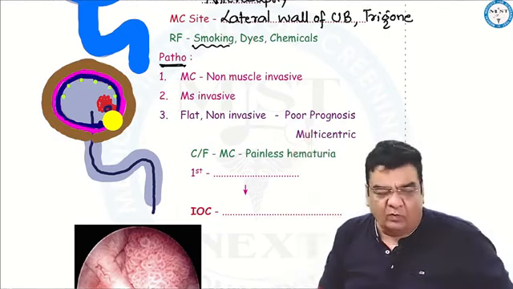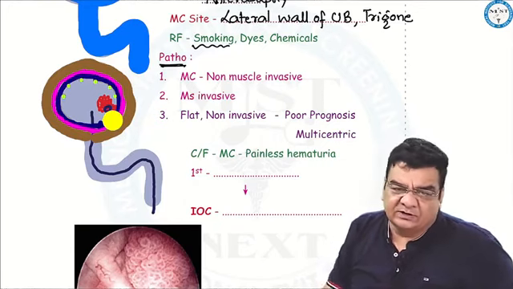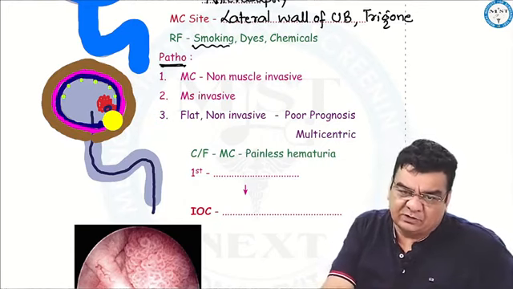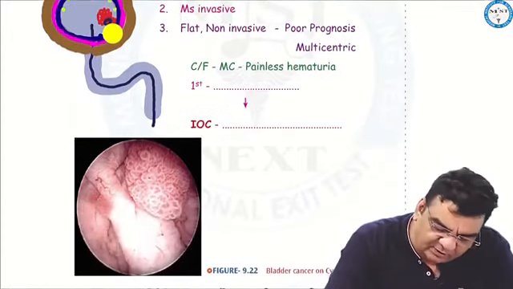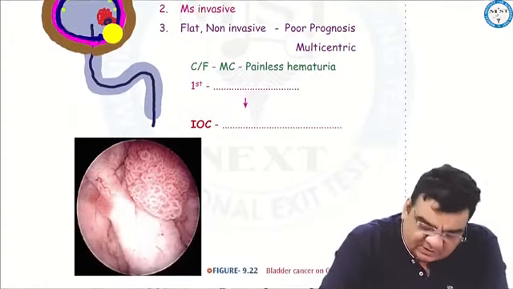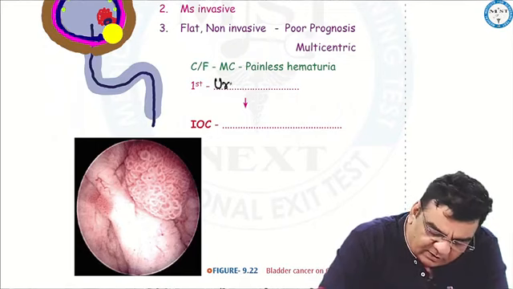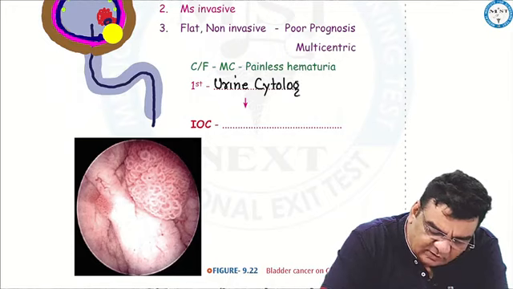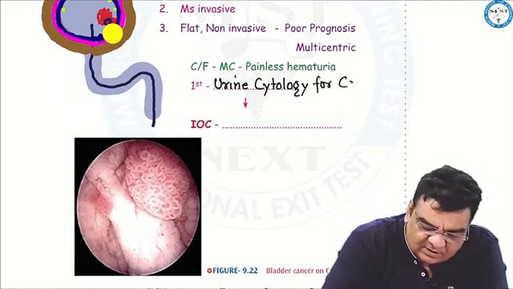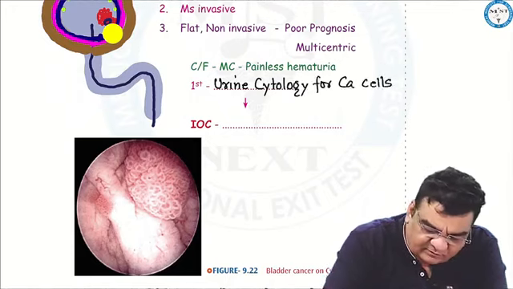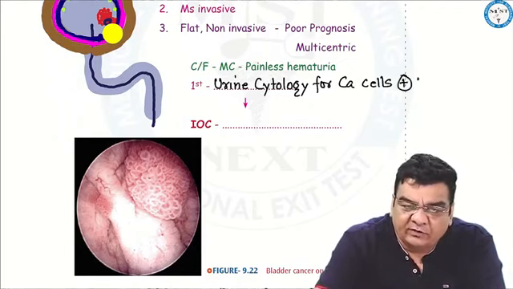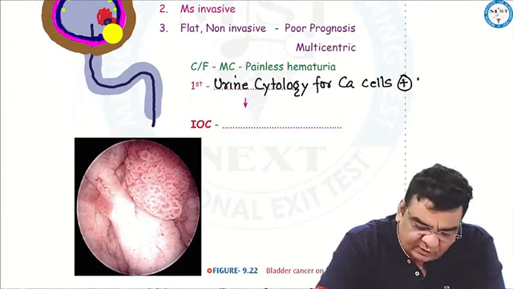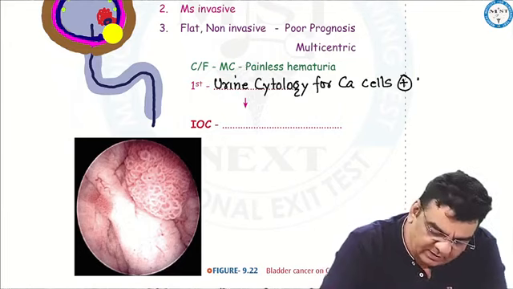And we know, beta, whatever the cancer, the commonest presentation is going to be painless hematuria. And if the patient presents with painless hematuria, you all know this, first we will do a urine cytology, urine cytology for cancer cells. If cancer cells are positive, then you start thinking of bladder cancer, and then you do a cystoscopy.